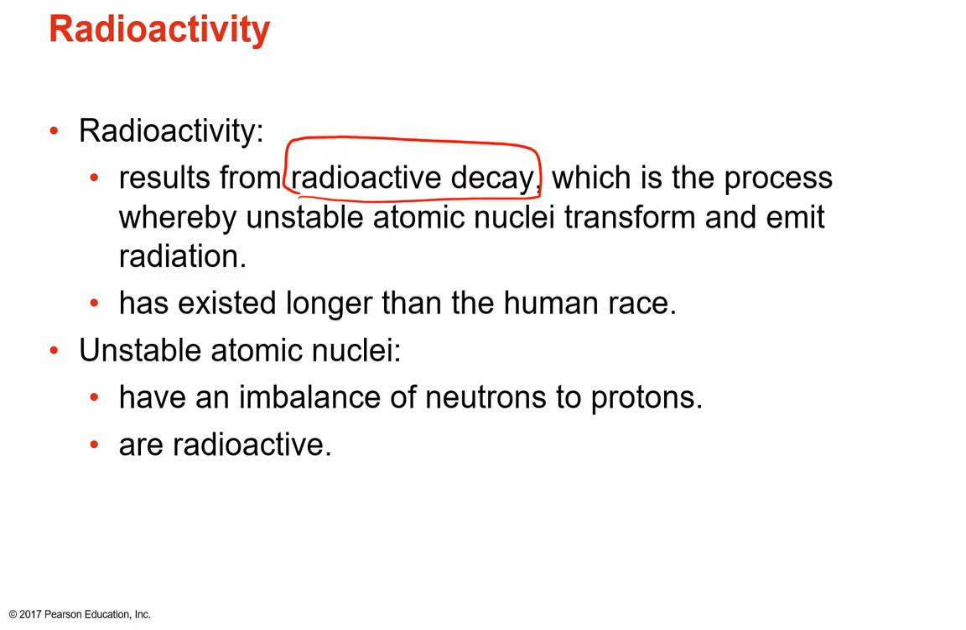So, radioactivity is when you have something coming from the nucleus of an atom. In chemistry, we're talking about the relationship between one atom and another. Radioactivity is talking about something that's occurring in the nucleus of an atom. And when something is radioactive, it's unstable.